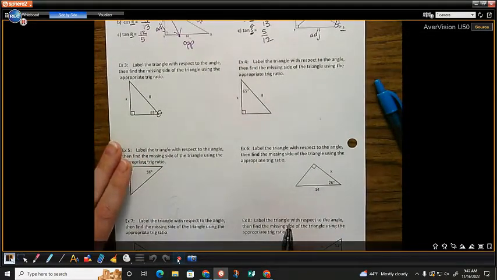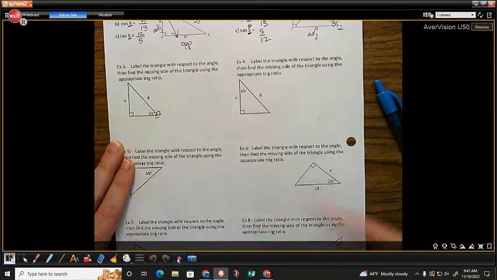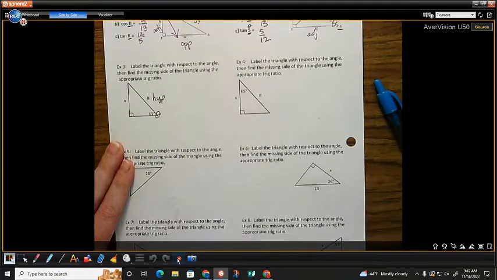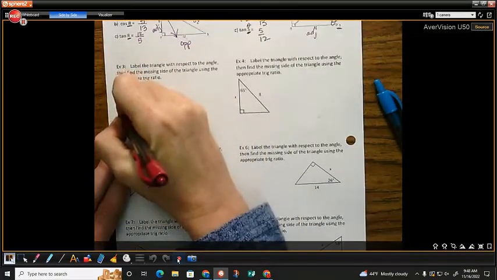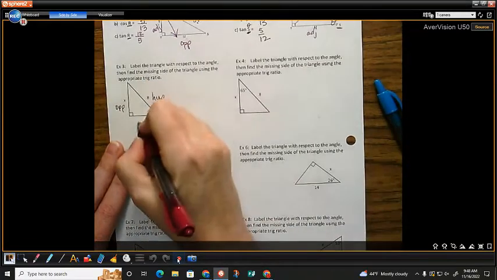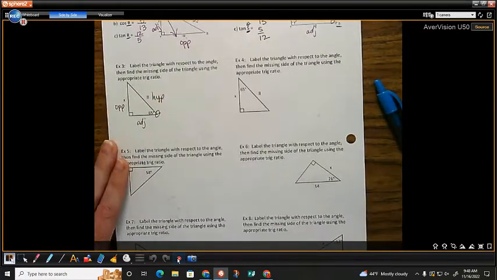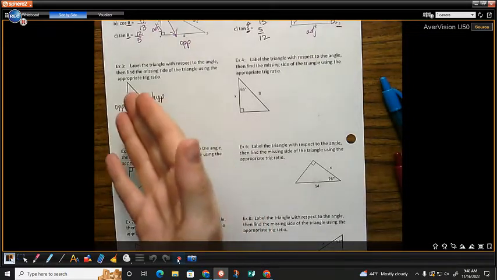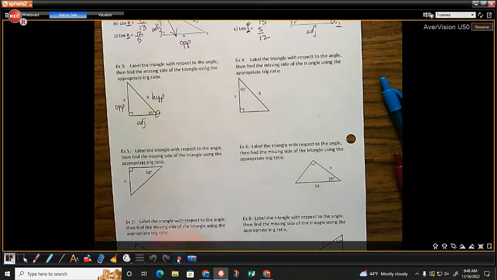So now that I know theta, what's my hypotenuse? 8. What side is opposite? Mystery side. And adjacent, I don't even have a letter for. So here's what's going to happen then. I want to figure out x. I'm going to use trig to do this, because I don't have a special right triangle here. I don't have two sides of the triangle, so I can't use the Pythagorean theorem. But I can use trig.